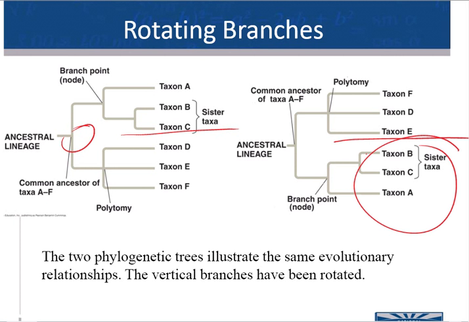Now notice we can also rearrange within here. It doesn't matter. I could change this B and this C and switch them and make that B and that C, and it represents the exact same relationship. So rotating branches has no effect on the accuracy of the drawing.